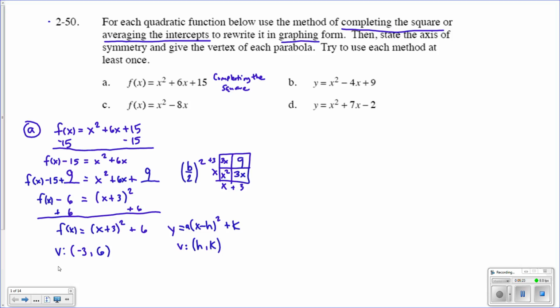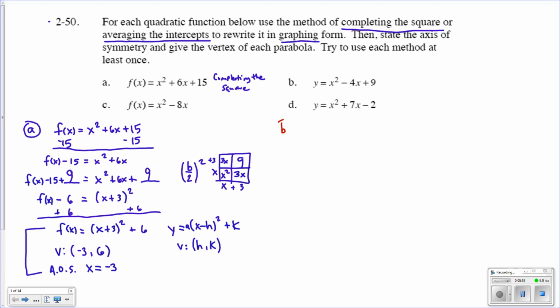Then our axis of symmetry, so our AOS, is going to be x equals -3, because it has to be a vertical line through this x coordinate. So there is your answer for letter A. You've got your function, your vertex, and your axis of symmetry. Let's look at B now.